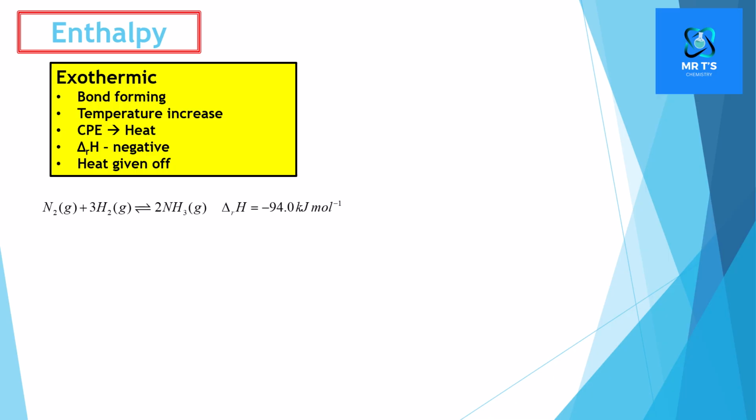Now, here's an example of an exothermic reaction. It's an exothermic reaction because the delta RH for this, or the change in the reaction enthalpy, is negative. It's negative 94. Often what they'll ask you to do, they'll give you this and you'll have to explain why this is exothermic. Pretty simple. Delta RH is a negative value, so it's exothermic.